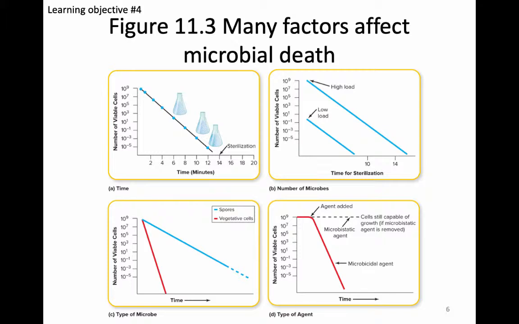The type of microbe, which we already mentioned, so spores are going to be harder to kill and take longer than vegetative cells. And then the type of agent that you use. Depending on the chemical or the treatment, if it's microbiostatic, then you're not going to reduce the number of cells because it will just stop them from growing, but those already there will remain. If you're using a microbiocidal treatment, then you will see a reduction in the number of microbes as you leave the treatment on the cells.